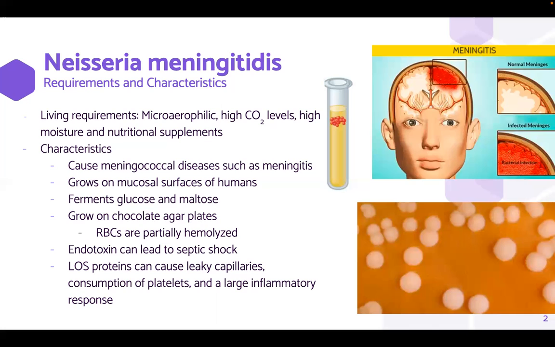It also ferments glucose and maltose, and it grows on chocolate agar plates, as you can see in this bottom right picture. So they're actually blood agar plates, but the red blood cells are partially hemolyzed, and their endotoxins can lead to septic shock. Their LOS proteins can cause leaky capillaries, consumption of platelets, and a large inflammatory response.